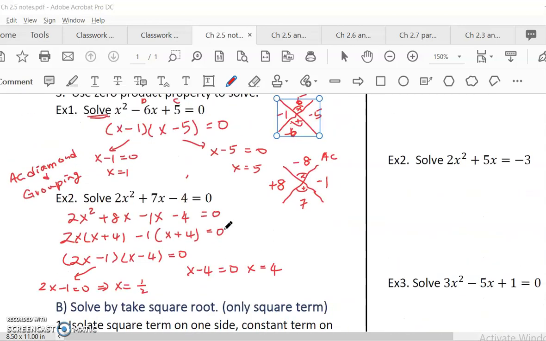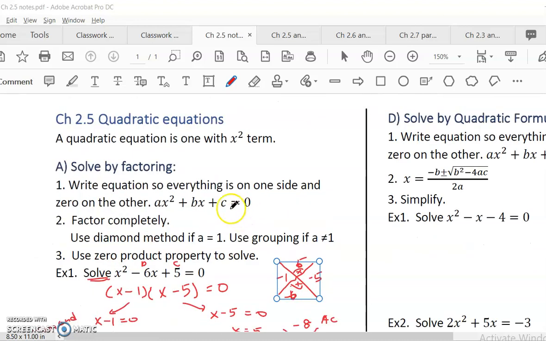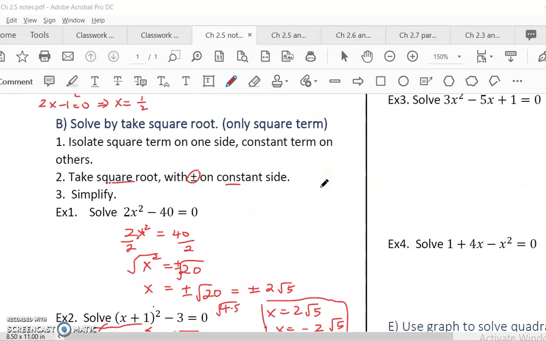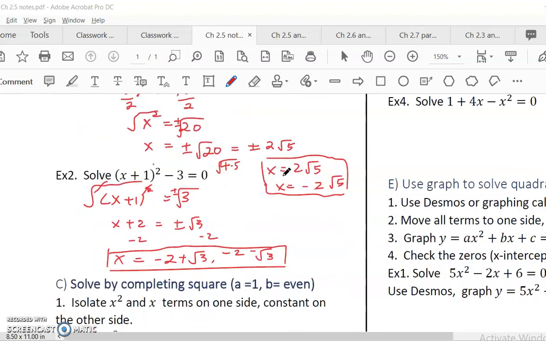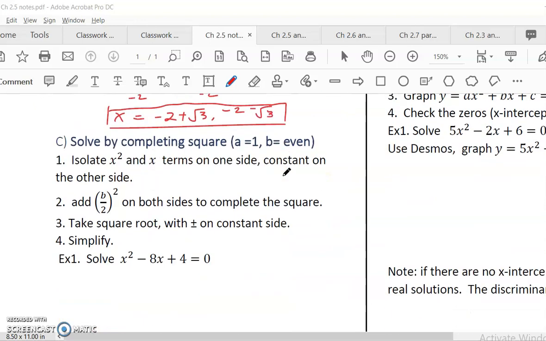In the last video we talked about how we can solve a quadratic equation by factoring and also by taking the square root. They're very easy to do, much easier than using the quadratic formula. So the third method is to solve an equation by completing the square.